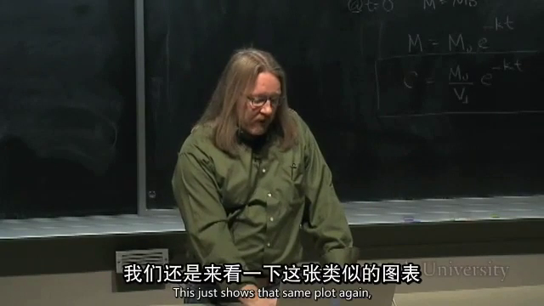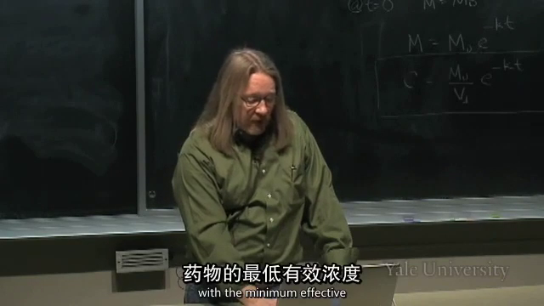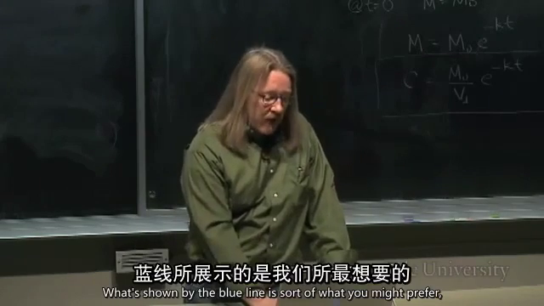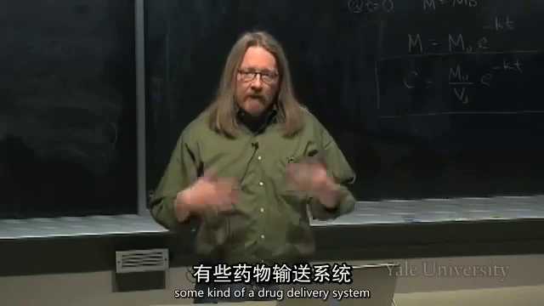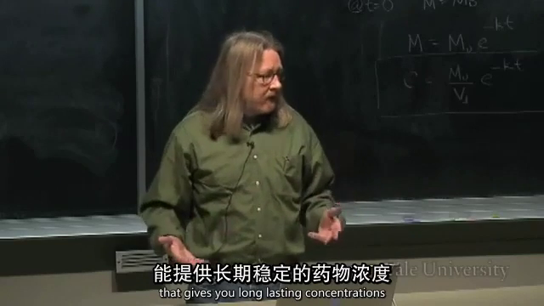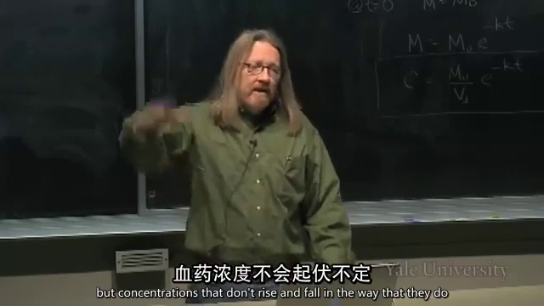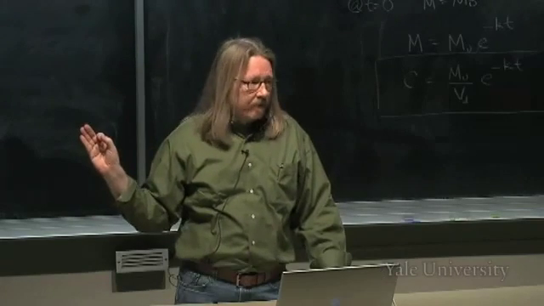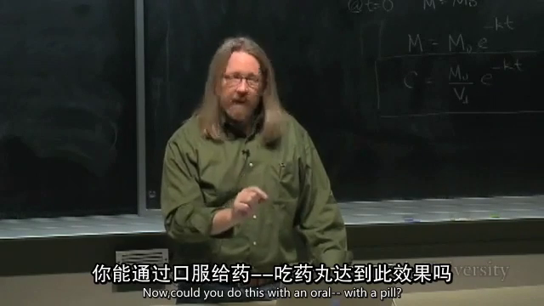This just shows that same plot again with the levels rising and falling, with the minimum effective and the maximum tolerated concentration shown explicitly here. And what's shown by the blue line is what you might prefer: some kind of drug delivery system that gives you long-lasting concentrations that don't rise and fall the way they do when you're taking individual doses repeatedly. Right?